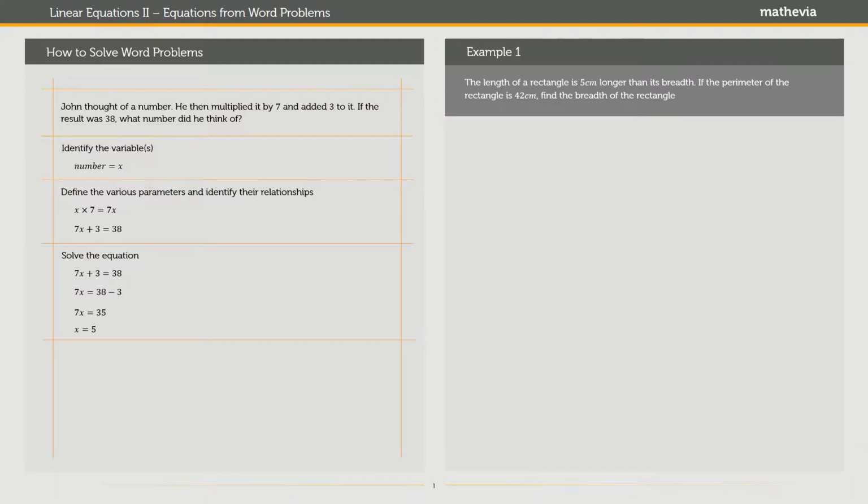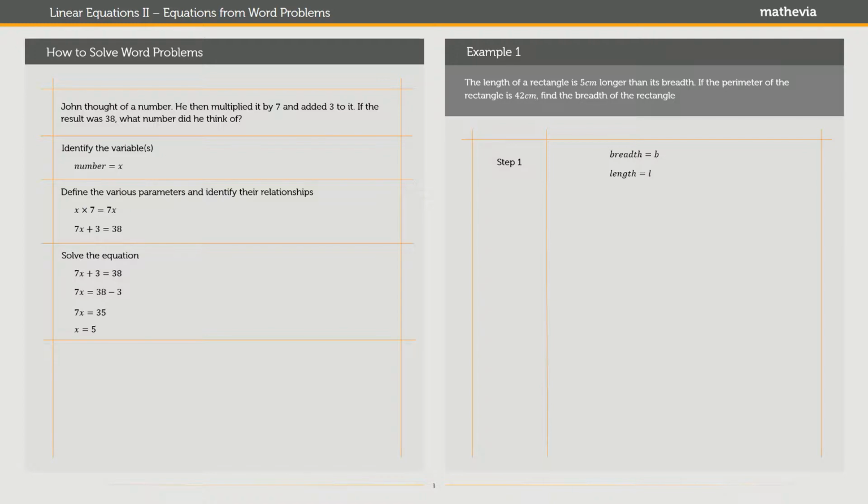Now how would we go about solving this? The first thing we want to do is identify our variables, identify our unknowns, and at the moment we're looking for the breadth. So we have our breadth, and I'm going to call the breadth B. Okay, and we actually have another variable. In this case we have the length. Okay, the length is not given.